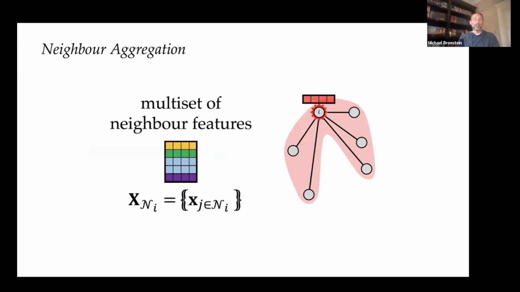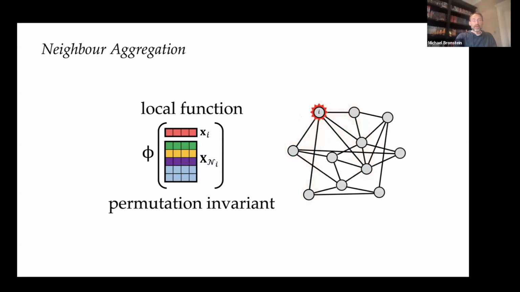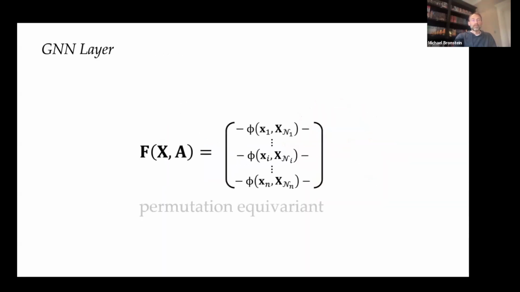Now, I remind you that we don't have canonical ordering of the nodes. So the way that we aggregate this information must be invariant to the permutation, right? So basically, this must be a permutation invariant function. And we apply this function to every node of the graph. So by doing this, we obtain an output for every node of the graph that is permuted in the same way as the input is permuted, right? So in other words, this is a permutation equivariant function. And most graph neural network architectures differ in the way that this function is chosen or designed.